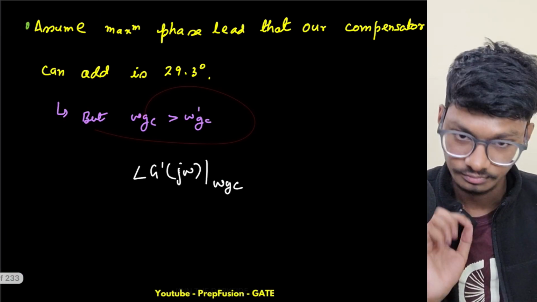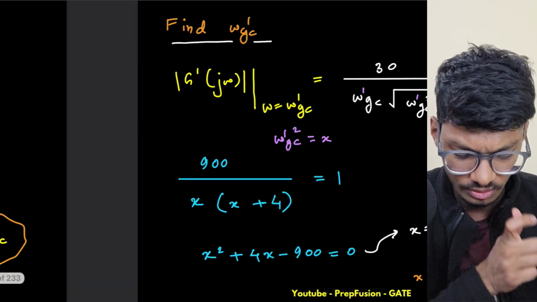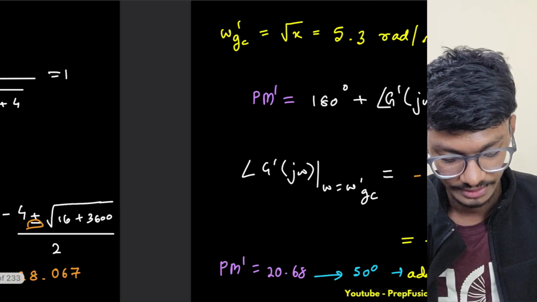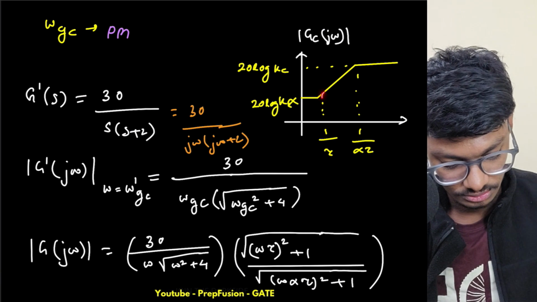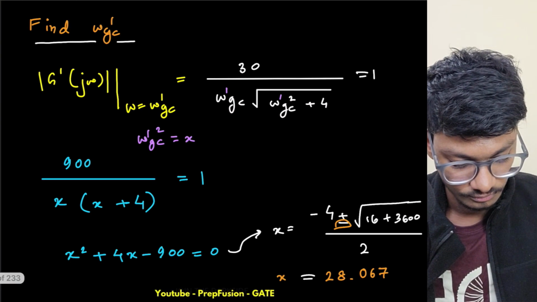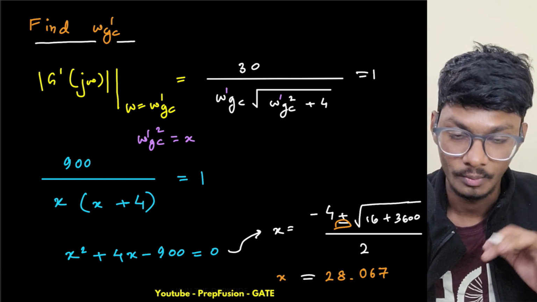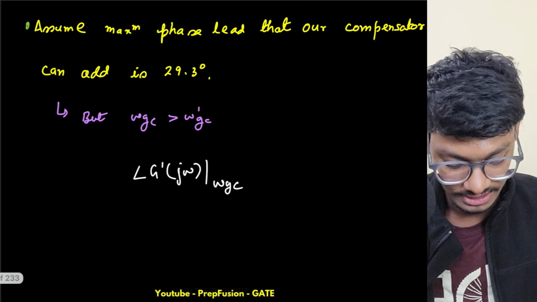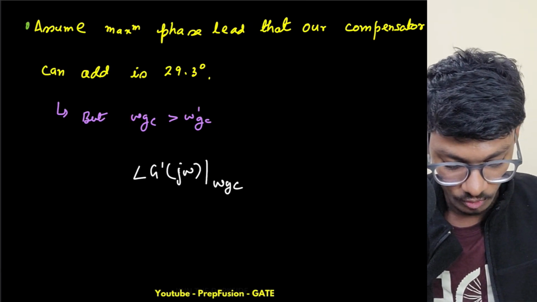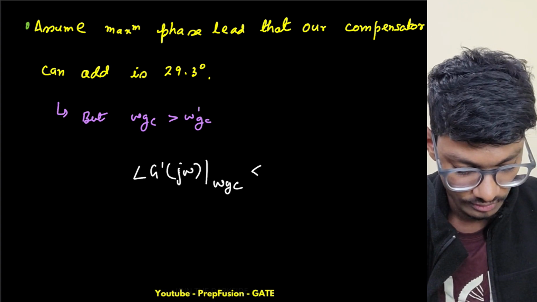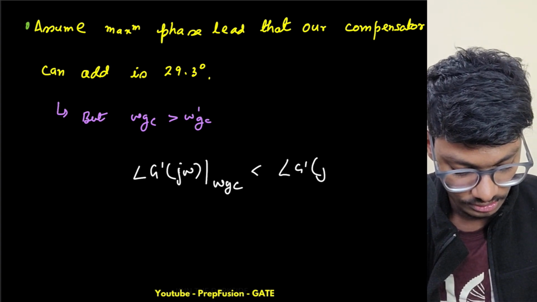So if this is more, now the magnitude difference won't be much. Okay, the magnitude difference won't be much, as this omega gc and omega gc dash difference also won't be much. This will be almost near about, but as this is more, then this omega gc dash at omega gc will be further lower.